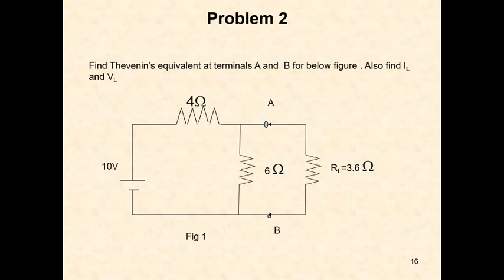Find IL and VL. Here the load resistance is 3.6 ohms and a 10 volt DC source is applied to the circuit, and 4 ohms and 6 ohms are connected in series. Across terminals AB, we are going to connect a load resistance.